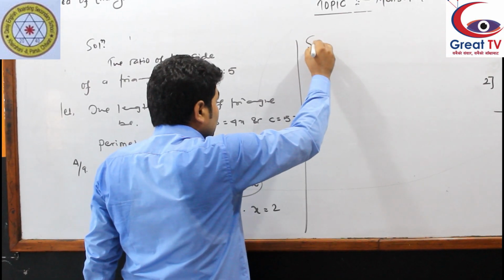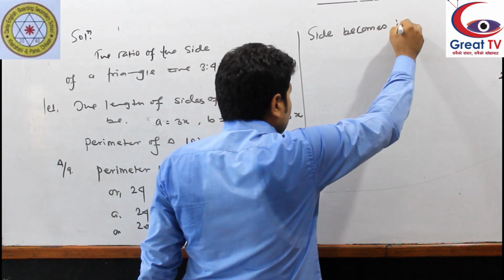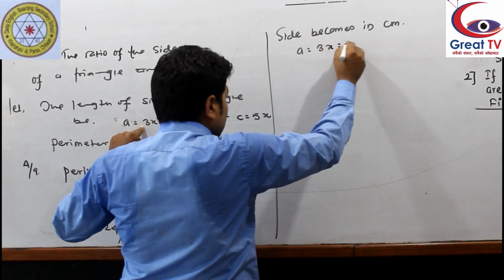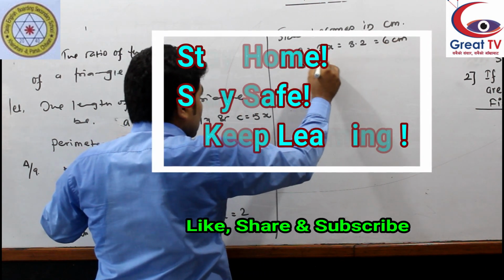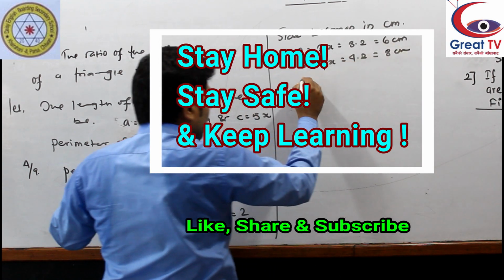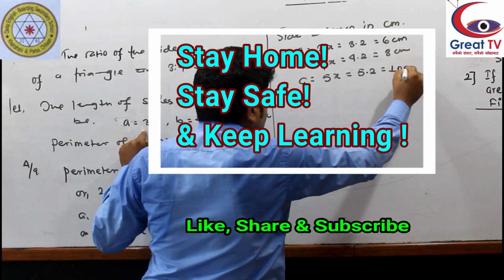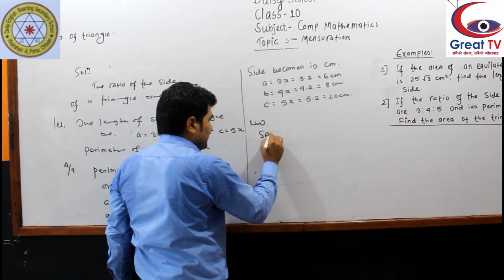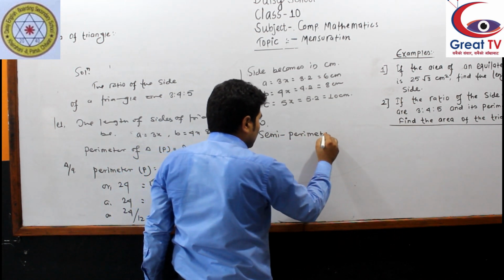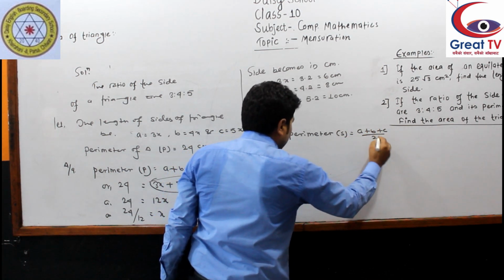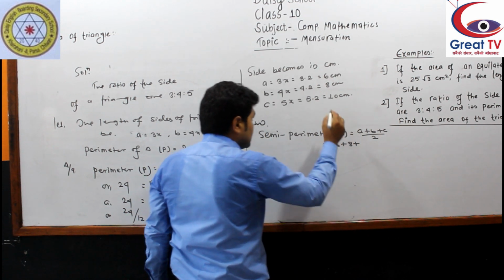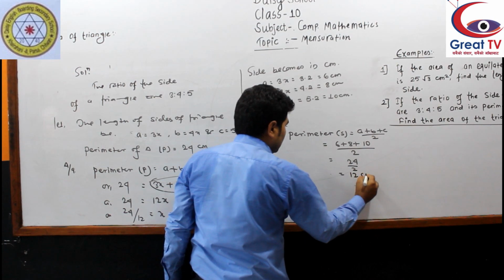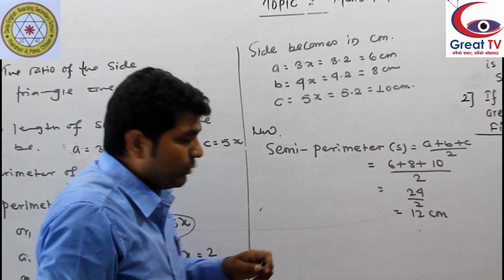The sides become, in cm, A equal to 3x equal to 3 times 2 equal to 6 cm, B equal to 4x equal to 4 times 2 equal to 8 cm, C equal to 5x equal to 5 times 2 equal to 10 cm. Okay, now the semi-perimeter. S equal to A plus B plus C divided by 2 equal to 6 plus 8 plus 10 divided by 2 equal to 24 divided by 2 equal to 12 cm. The semi-perimeter of this triangle is 12 cm.